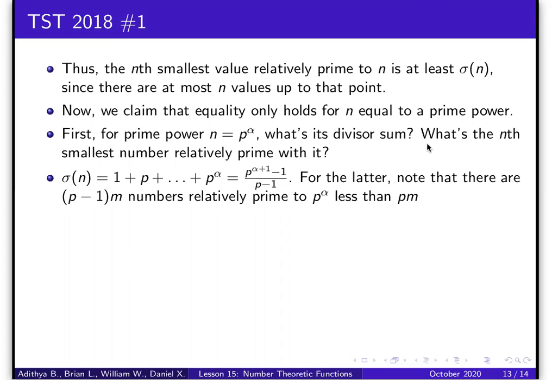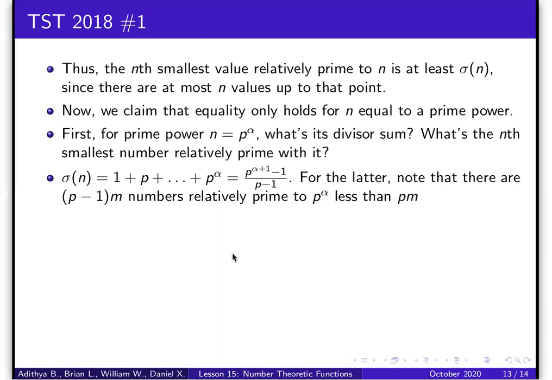So now for the latter, we want to find the nth smallest number relatively prime with it. Well, note that there are p minus 1 times m numbers relatively prime to p to the alpha, which are less than pm for any m. And this is because a number is relatively prime to p to the alpha if and only if it's relatively prime to p, since p is the only prime factor of p to the alpha. So the number of numbers less than pm relatively prime to p to the alpha are just those which are not divisible by p, which of course accounts for p minus 1 times m of them.